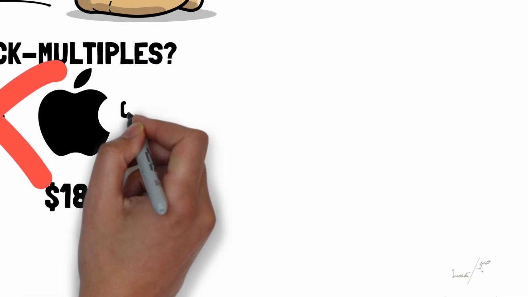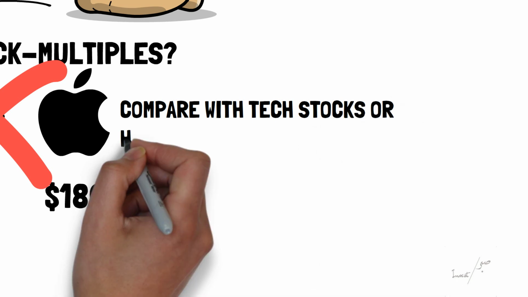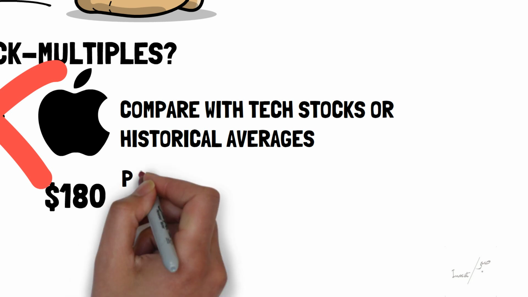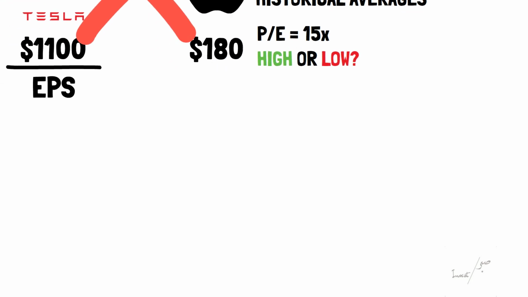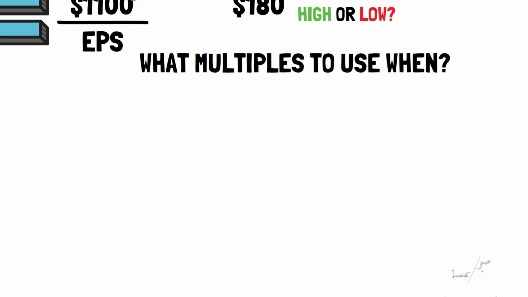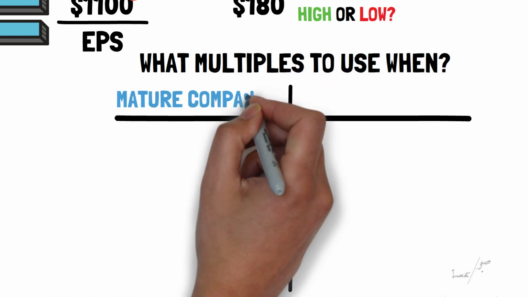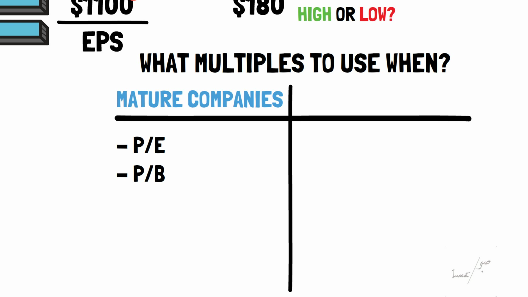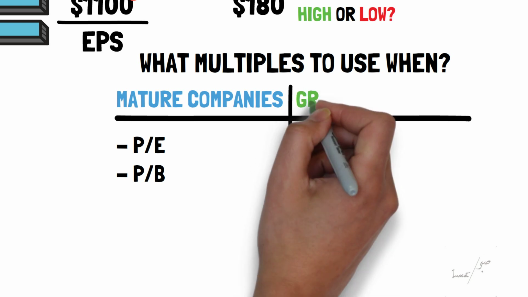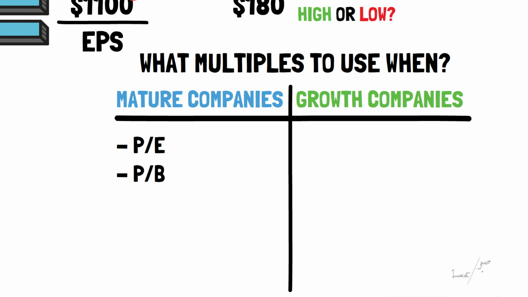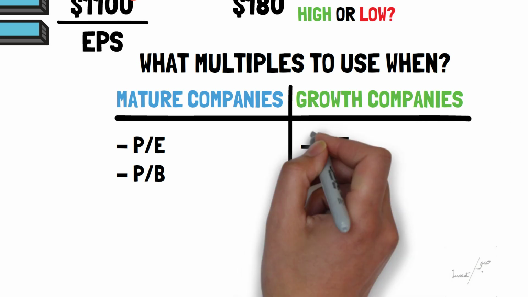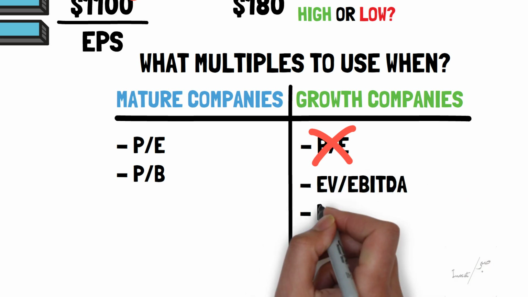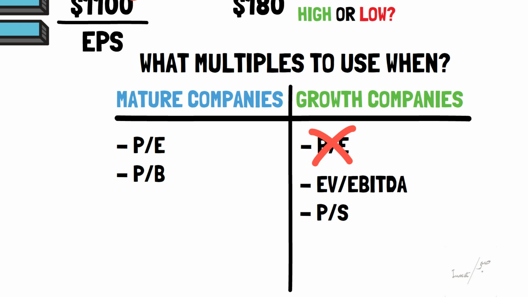We also have to compare the multiples to other companies in the same industry or historical averages, otherwise the multiples have no meaning. A PE ratio of 15 means nothing in and of itself. Now, how do we know what multiples to use when? Well, for mature companies with positive earnings, the PE ratio, for example, will be a good indication of how much investors are willing to pay per dollar of earnings. For growth companies, on the other hand, which tend to have negative earnings, the PE ratio will be negative and is therefore not the best application. The EV to EBITDA or price to sales ratio are more commonly used for growth companies with negative earnings.